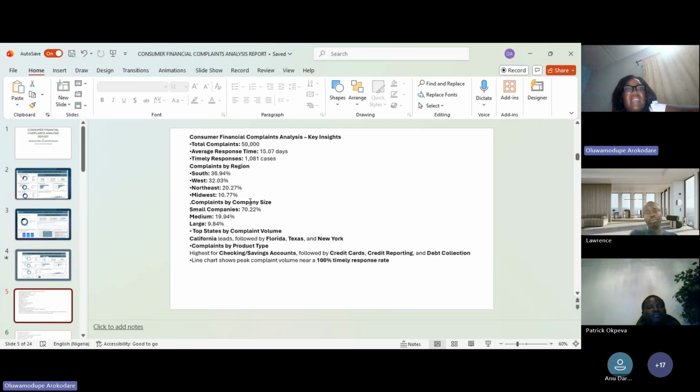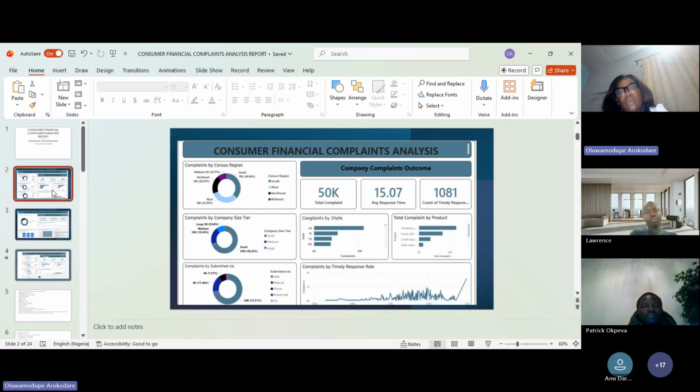Then by size of company, I have the small size company, medium size company, and the large size company, with the small company having the highest percentage of complaint as well. Then the states that have the highest complaint volume go to California, followed by Florida, Texas, and New York. Then complaints by the product type. I have my highest complaint coming up for checking and service of account, followed by credit card, credit reporting, and the rest of it. So now this is the outlook of the dashboard I've been able to come up with, having the insight on the key that I've just talked about.